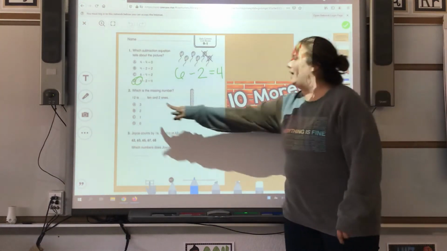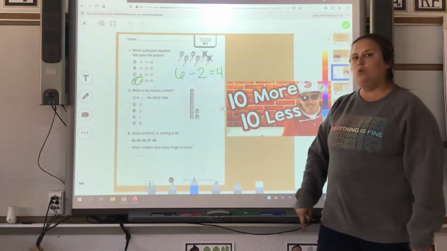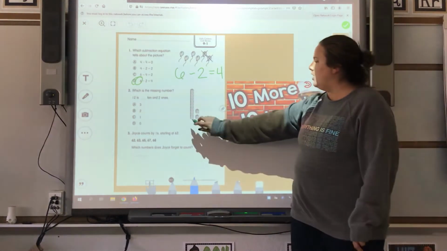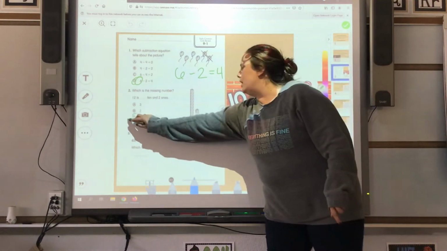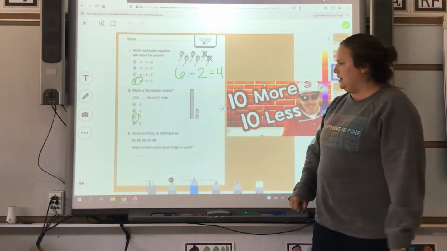Which is the missing number? 12 is blank tens and 2 ones. If you're looking at 12, you know that this is only 1 ten. So our answer is 1 ten.